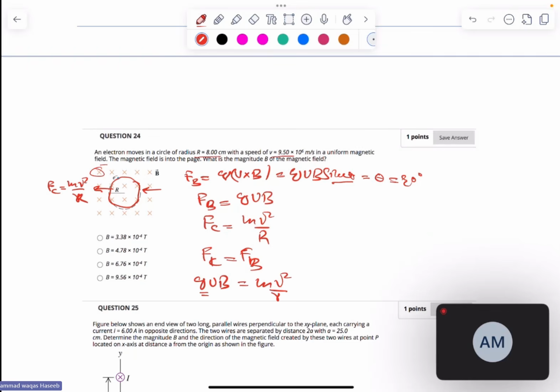Q is the charge of the electron, e, and m is the mass of the electron. So one velocity will be cancelled out, and the magnetic field B is mv over qr, with the charge and mass of the electron, and we'll substitute the values. We will get 6.75 times 10 to the -4 Tesla. So yeah, this is the answer.